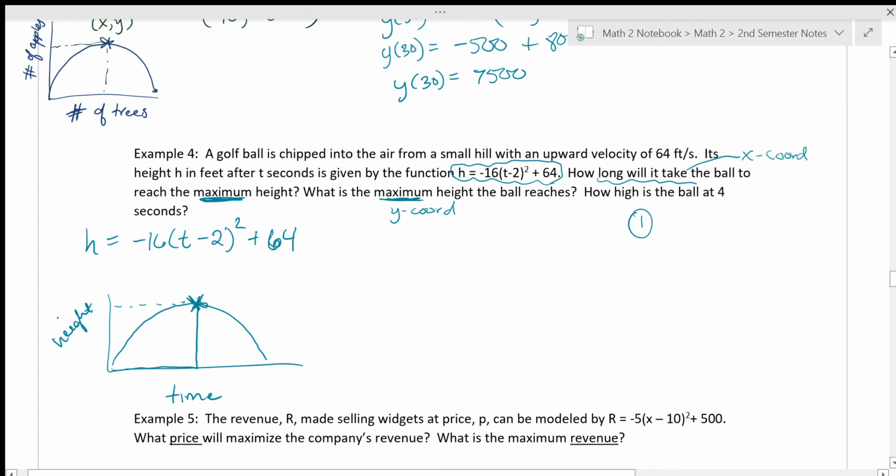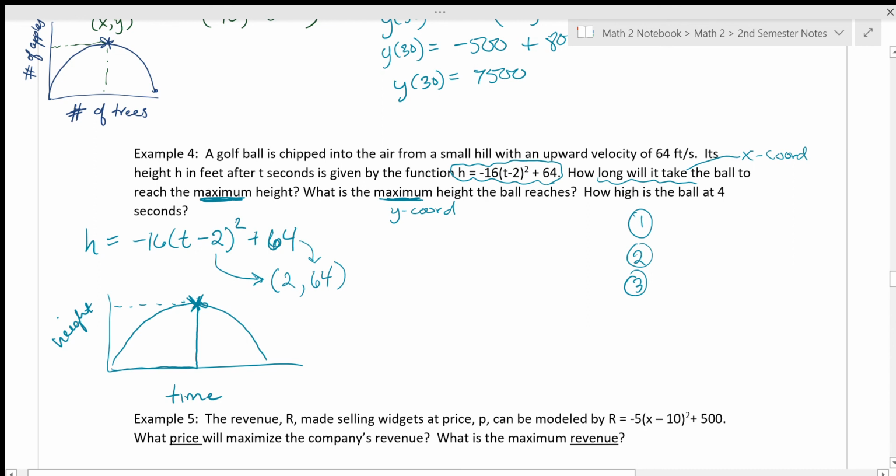Again, they're almost always going to ask you about the vertex. And they ask you how high is the ball at 4 seconds, so they just want us to plug 4 in for t. Okay, so can we identify what the vertex is from this equation? It's in vertex form, so the 2 here represents our h, and it's the opposite sign of what's in there. And then the 64 represents our k, so that's the same sign. So at 2 seconds, the ball is 64 feet high.